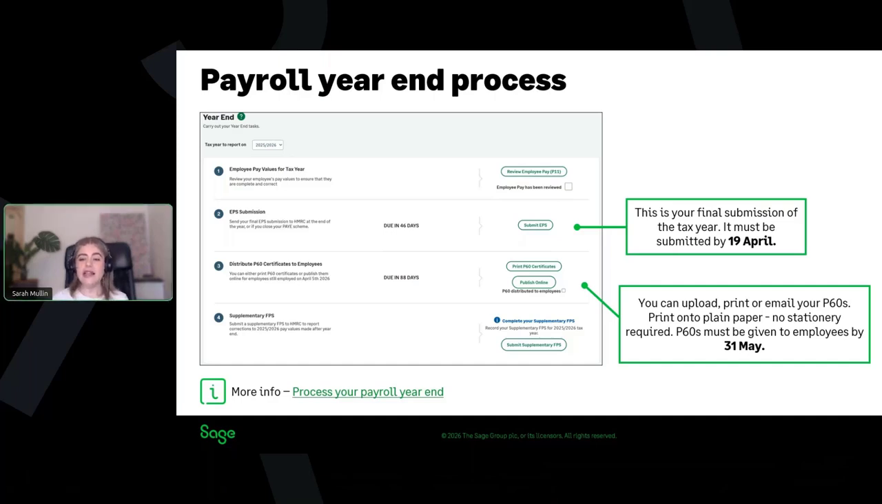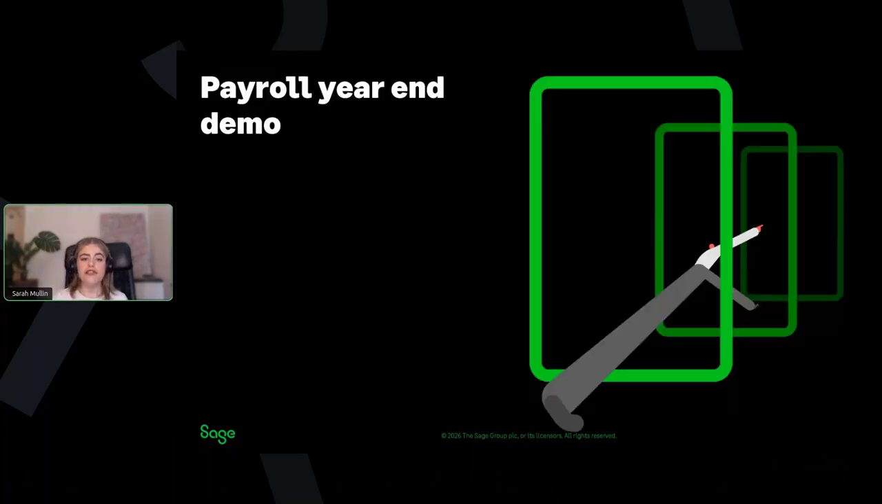Now, finally, you can see there is an option to submit supplementary FPS if it's needed. Now, that isn't actually part of the year-end process, but it is just used when corrections for the tax year need to be made after the 19th of April. So with all of that said, I do just want to jump into a demo of the payroll year-end process.